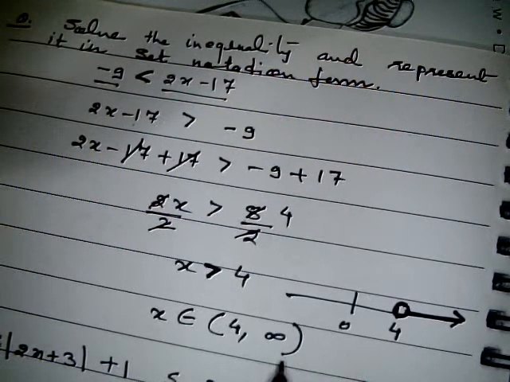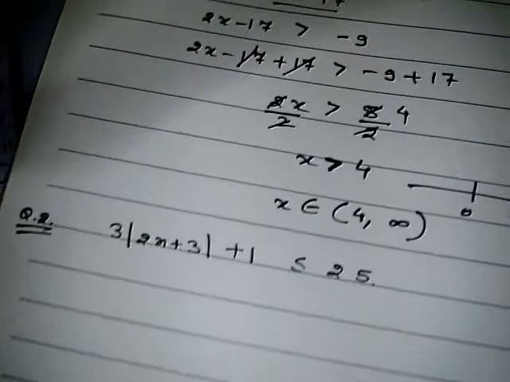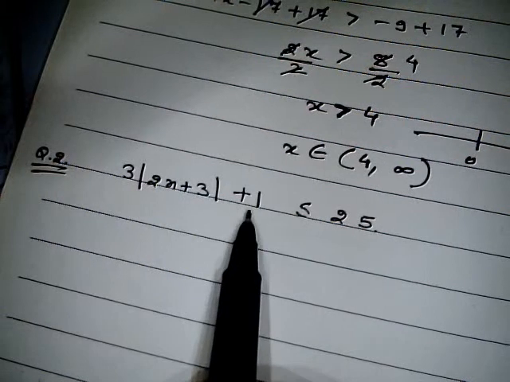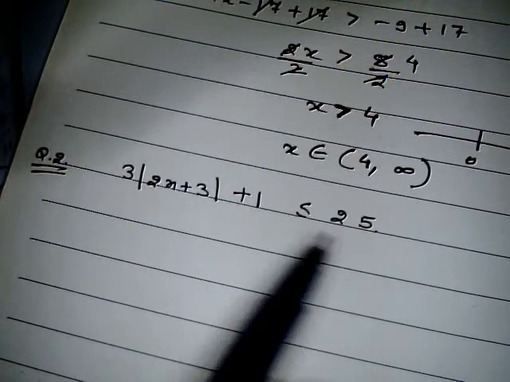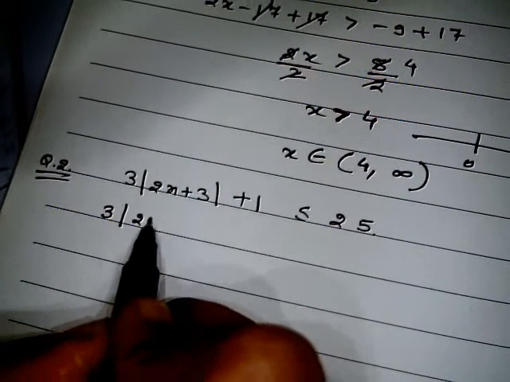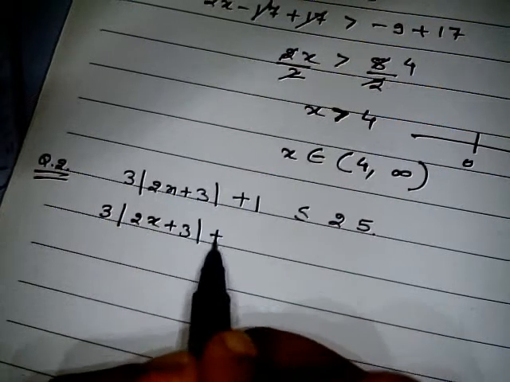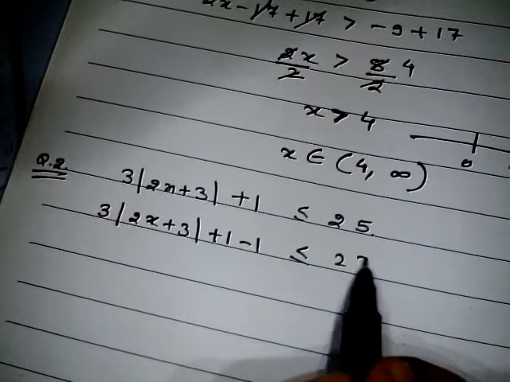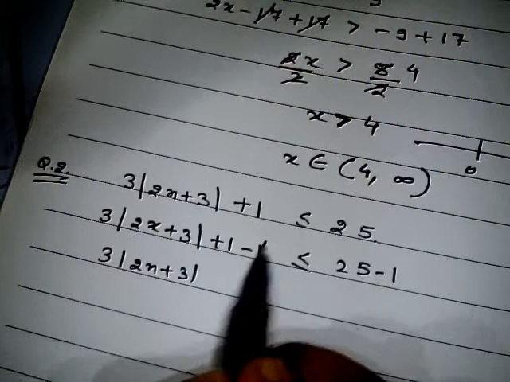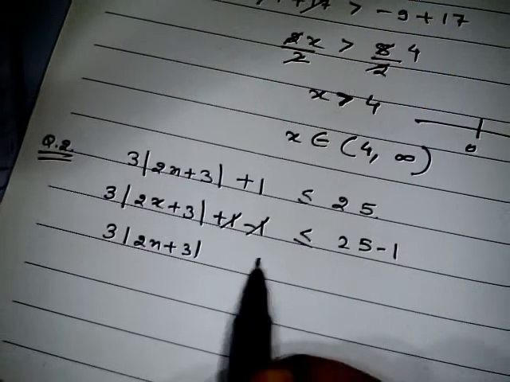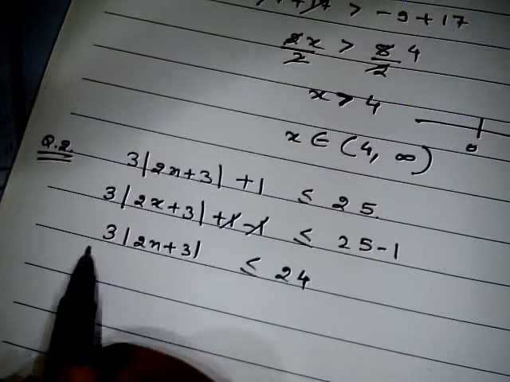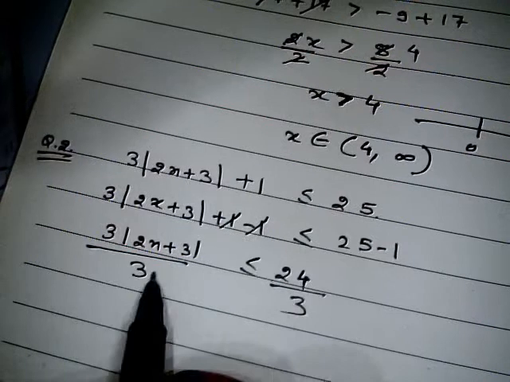Now I am going to work out this question which contains the absolute value, but with the absolute value, positive 1 is there. To apply the formulas, first I need to shift this positive 1 to the other side. To remove it, I add negative 1 on both sides. So this is 3 times the absolute value of 2x plus 3, and the negative 1 is cancelled out, and this is less than or equal to 25 minus 1, which is 24. Now to remove this 3, I need to divide both sides by 3. So this is 8.